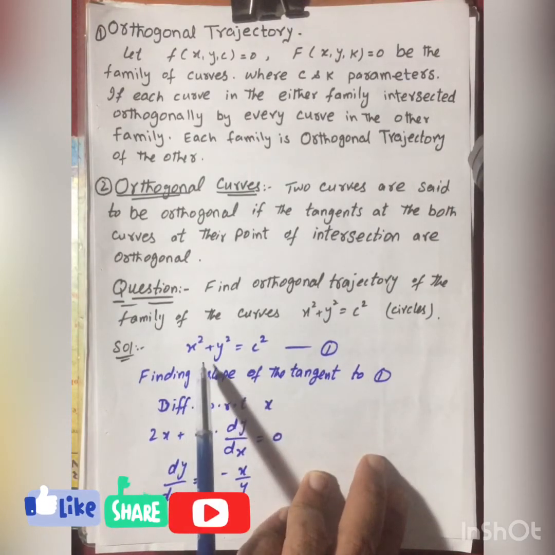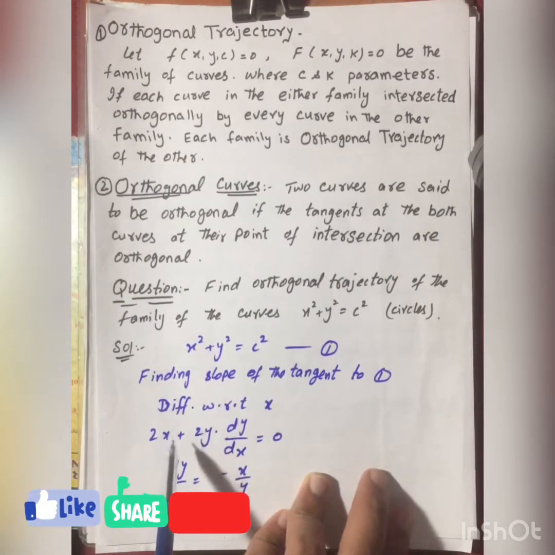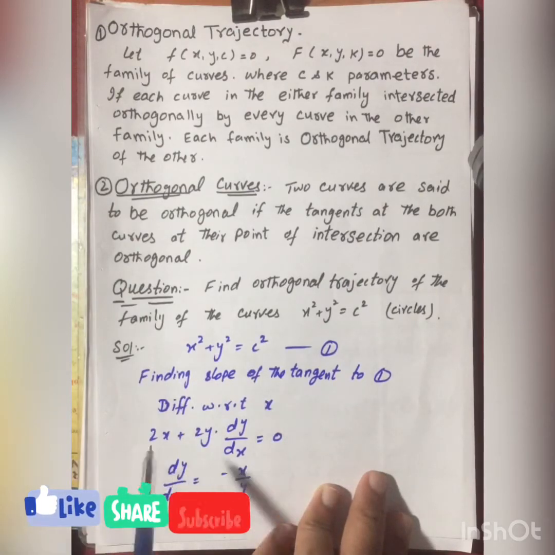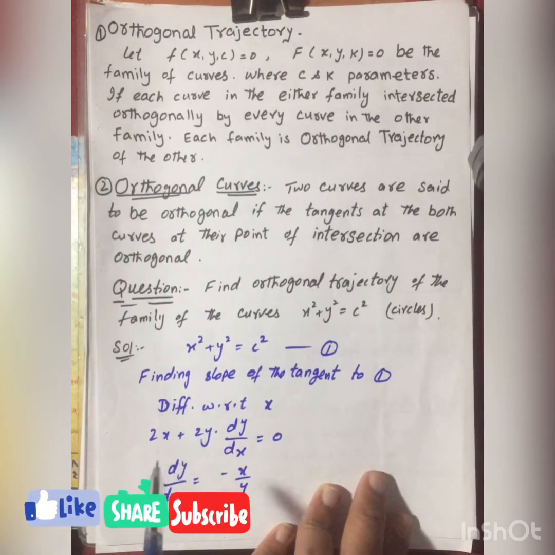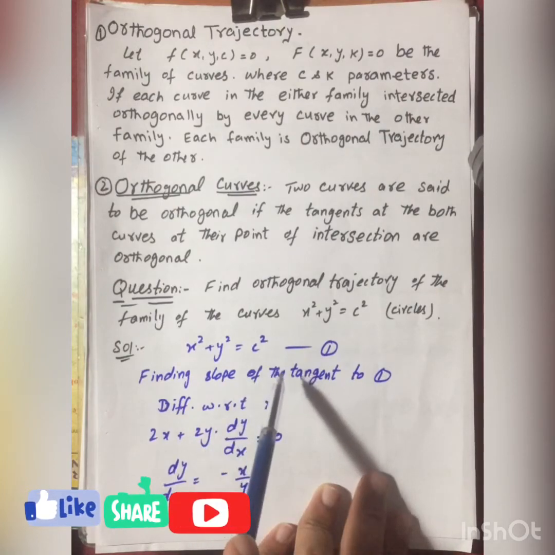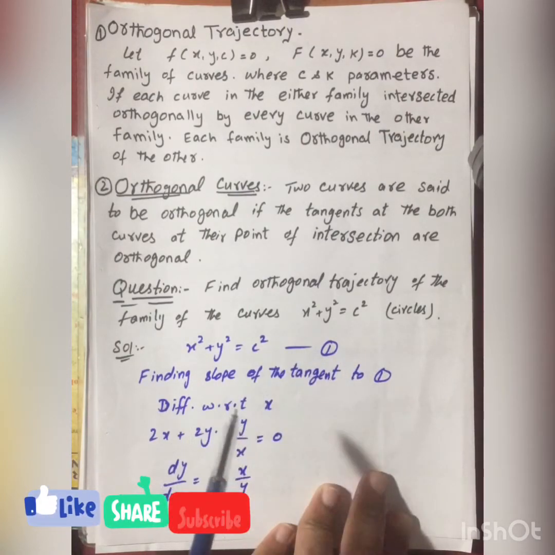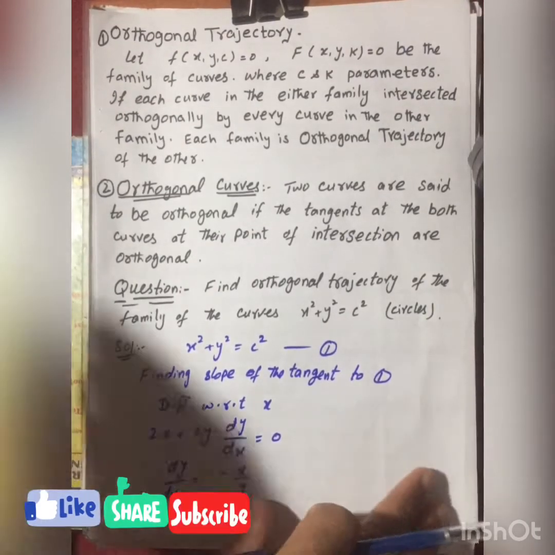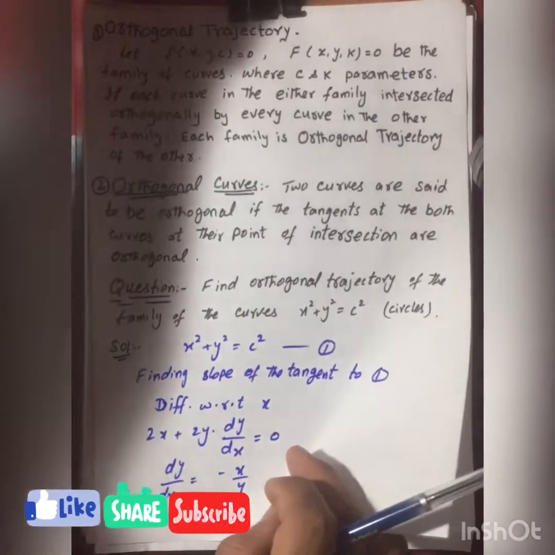First you differentiate it with respect to x on both sides. You will get this derivative, dy by dx equals minus x over y. This is the slope of the tangent to the curve. Now we have to find the slope of the tangent of the other curve, which is orthogonal to this, so that the other tangent is perpendicular to this. The slope of the other tangent, which is perpendicular, will be equal to minus y over x. Negative reciprocal. Let us see in the next.